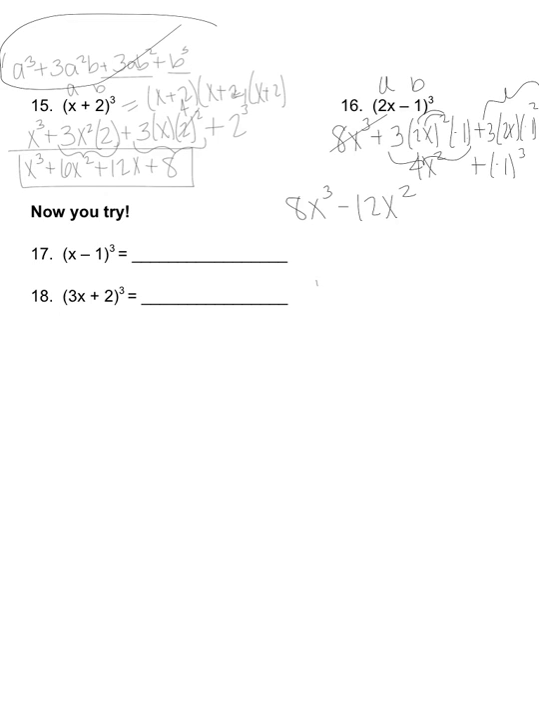Looking at this here, negative 1 squared is going to give me a positive 1. 3 times 2x times 1 is a positive 6x. And then negative 1 cubed is a negative 1 times a negative 1 times a negative 1. That actually gives you a negative 1.